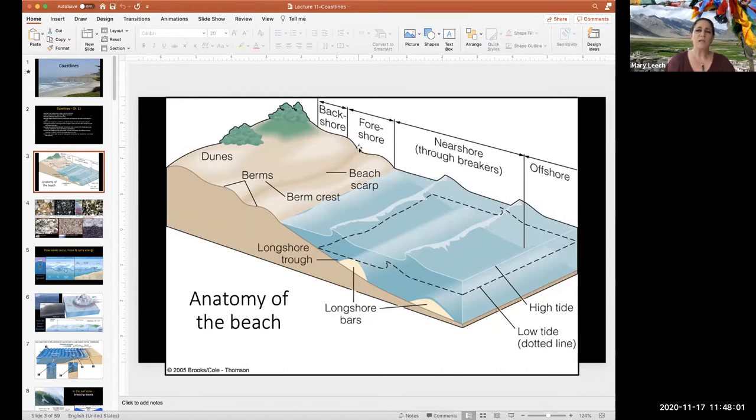There's a scarp, meaning there's like a little hill. You gotta go down a little cliff face or something on that berm. And then you're up in the dunes. Okay. There is a trough that follows the shore. It's called a longshore trough, meaning think of longshore as being along the shore. The longshore trough is a trough along the shore.